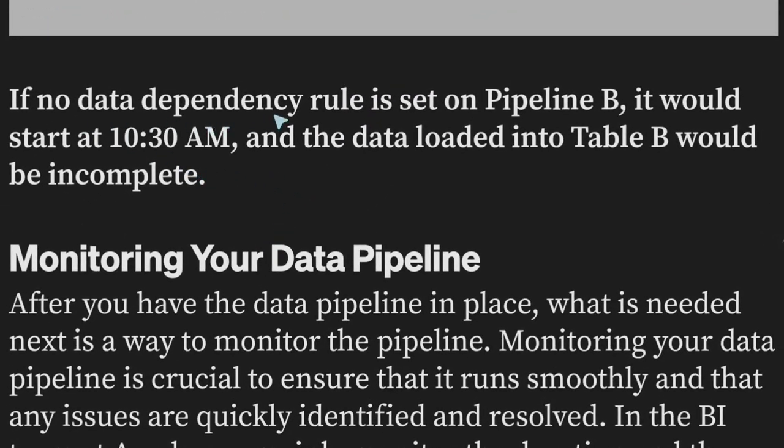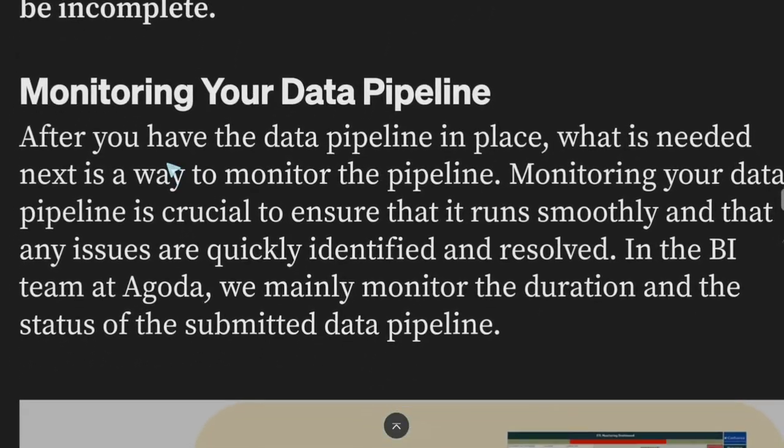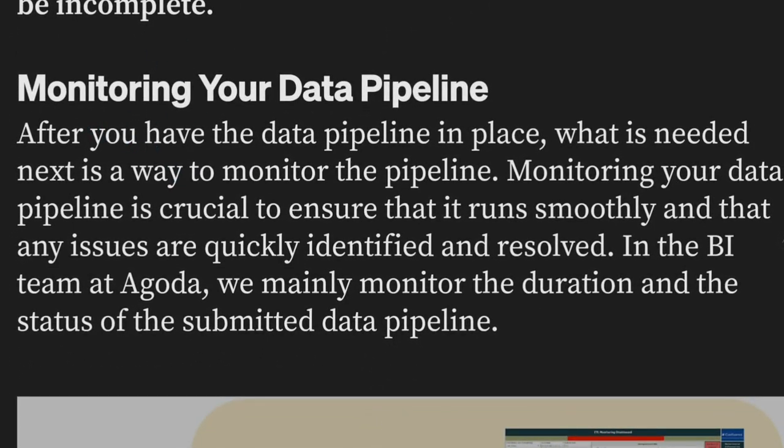If no data dependency rule is set on pipeline B, it would start at 10:30 a.m. and the data loaded into table B would be incomplete. So they need dependency so that job B would start only after job A finishes. How they do it, they didn't mention. I guess job scheduling tools already allow for this.